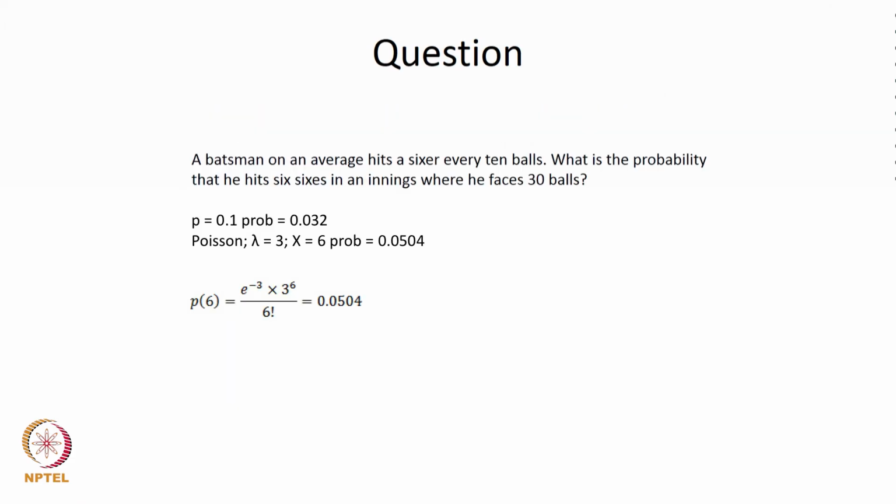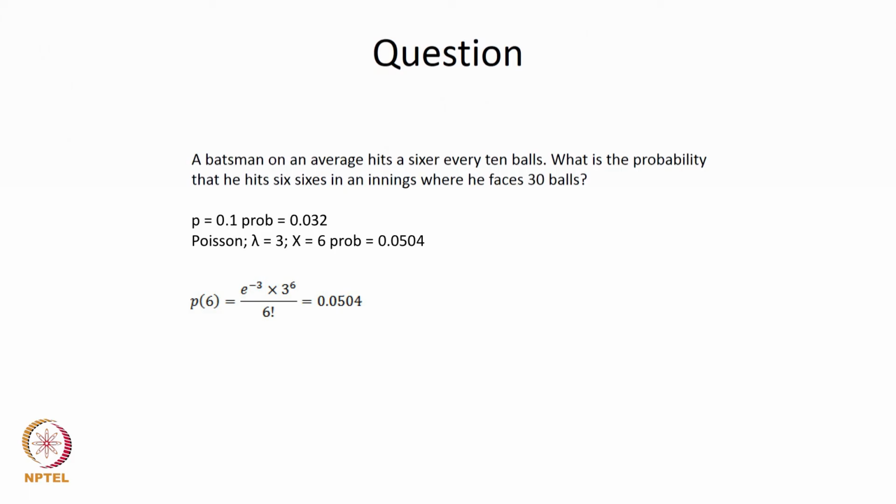A batsman on an average hits a 6 every 10 balls. What is the probability that he hits 6 sixes in an innings where he faces 30 balls? Every 10 balls he hits one 6, so p equal to 0.1, q equal to 0.9, and then we have to find, out of 30, the probability of hitting 6 sixes. So 30C6, 0.1^6, 0.9^24, which is 0.032.